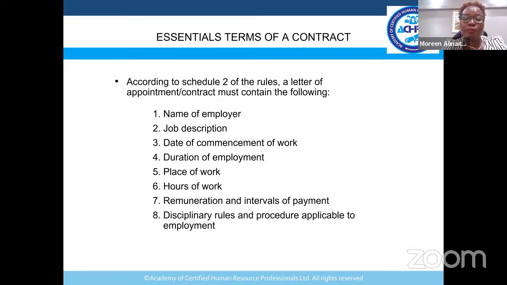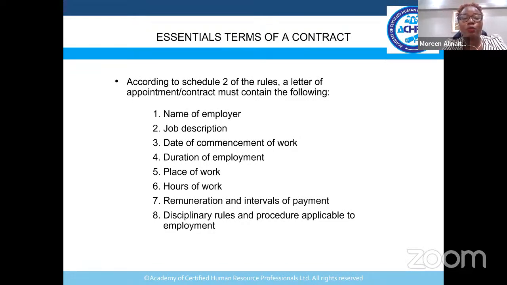Then the contract must also have the date of commencement of work. This is a very important aspect because it's useful in determining at the time of termination or dismissal how long this person has been working for the company. And it's also helpful in calculating things like gratuity, okay? So it's important to have a date of commencement. For example, some people are employed to start work on a later date than they get the appointment letters, okay?